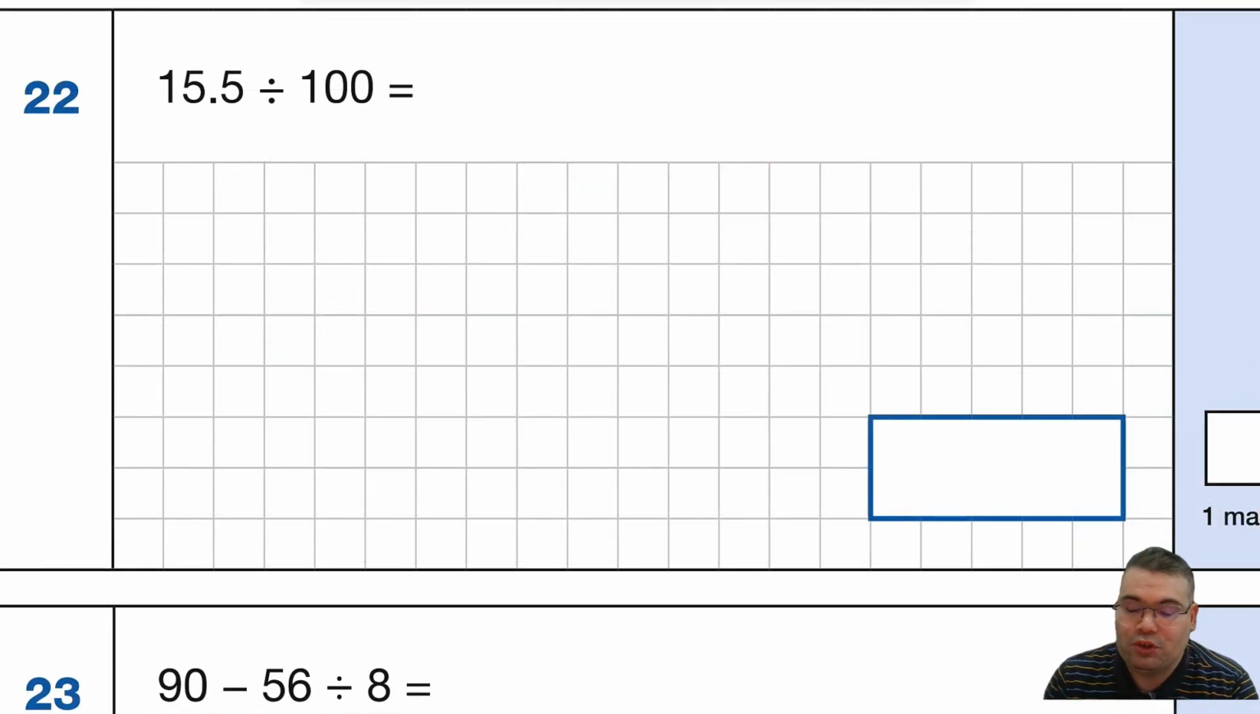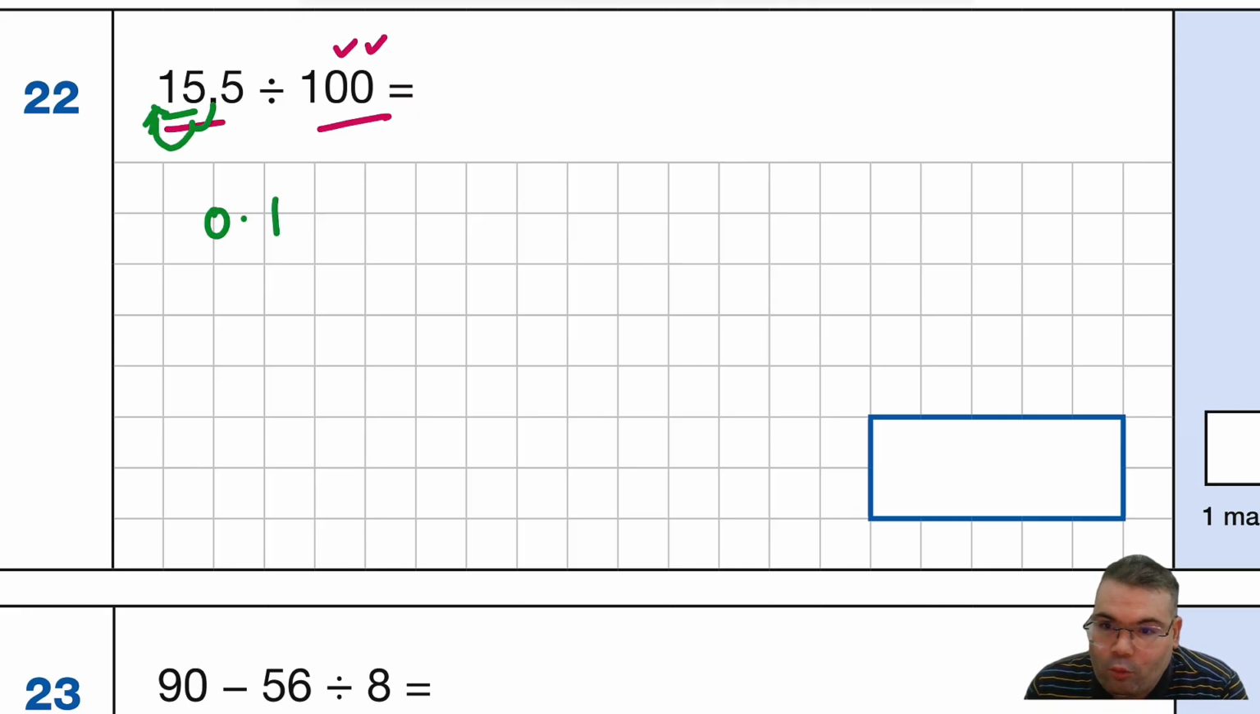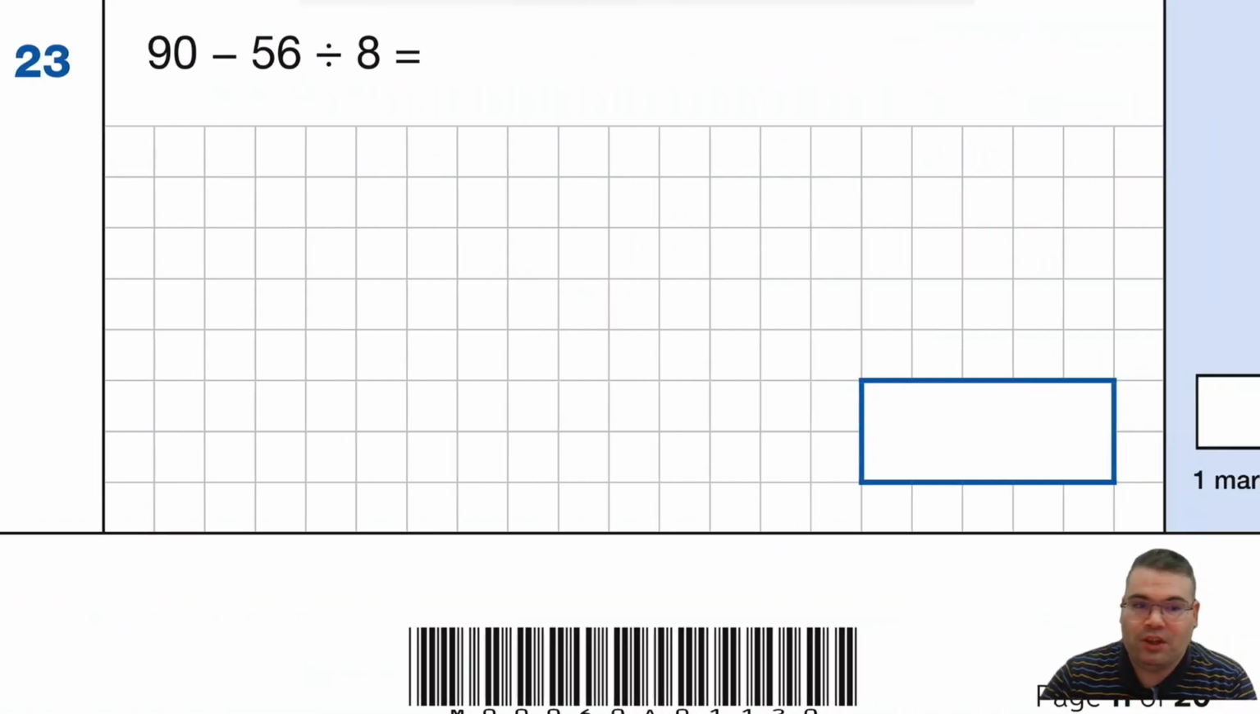So this is the next question. 15.5 divided by 100. Here let's see, in the 100 we have 2 zeros, right? So as we have 2 zeros, we know that we need to shift the decimal 2 places to the left. So when we shift the decimal 2 places to the left, it will be 0.155, right?